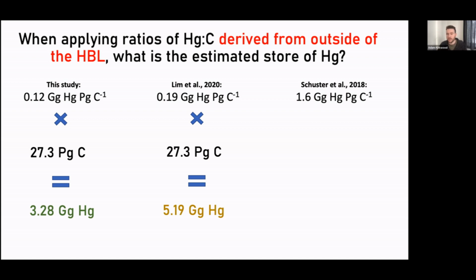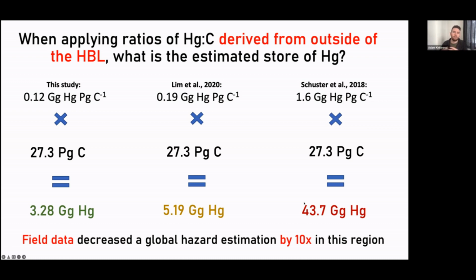If we move on to the Schuster et al. 2018 paper that estimates 1.6 gigagrams of mercury per petagram of carbon and apply that to our 27.3 petagrams of carbon, this paper would estimate that there's 43.7 gigagrams of mercury in the Hudson Bay Lowlands, which is significantly higher than any estimation that we've made. So by comparing our data based on field data and samples, it would decrease this global hazard estimation by over 10 times in this region, which is a very significant decrease, especially for a heavy metal contaminant.